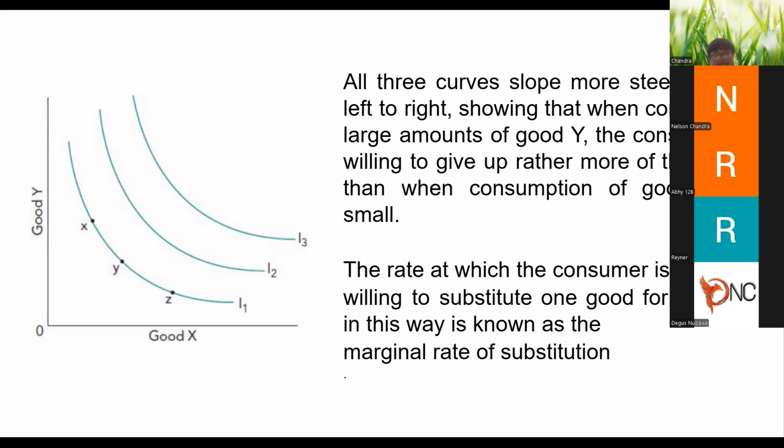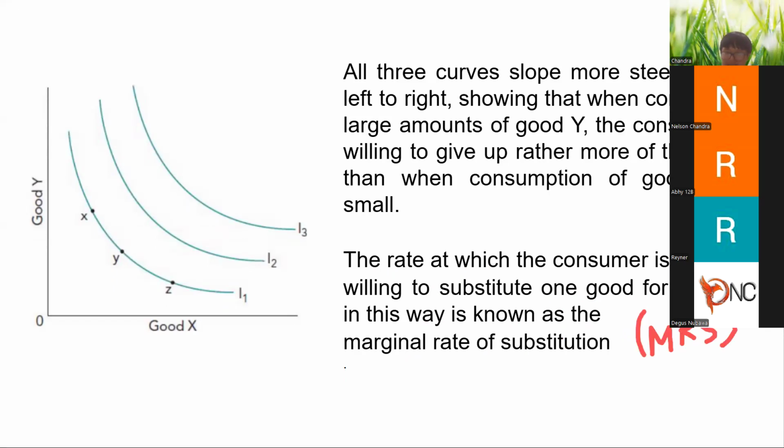Now, what is it called? This is an MCQ question. You will be asked this one. The rate at which the consumer is willing to substitute one good for another in this way is known as the marginal rate of substitution, MRS.